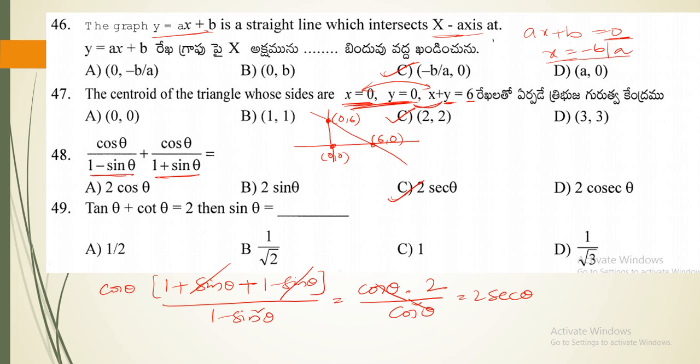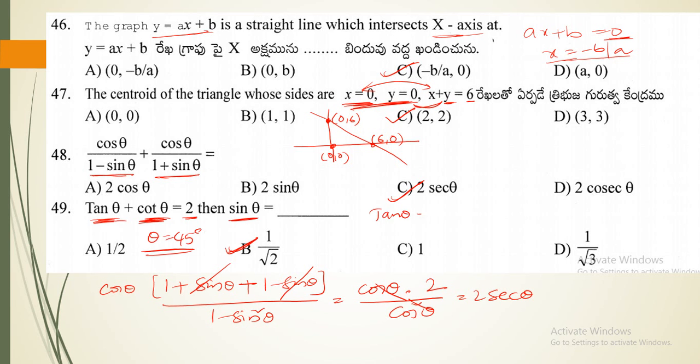Next, tan theta plus cot theta is equal to 2. It is possible only when tan theta is equal to cot theta. That means when it is possible, theta is equal to 45 degrees. If theta is equal to 45 degrees, sin 45 is 1 by root 2.